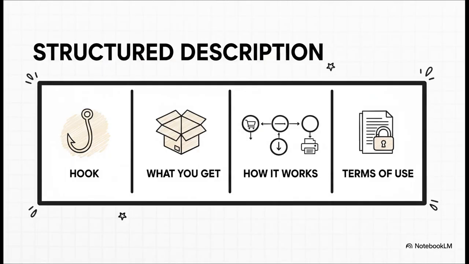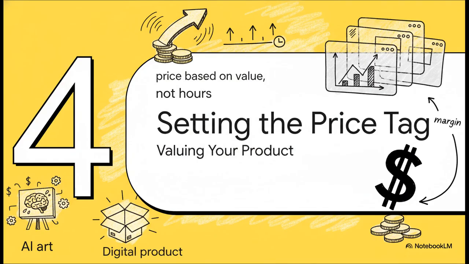The description needs to be just as strategic. You start with a little emotional hook, unleash your creativity. Then, right away, you tell them exactly what they get. Make the process sound ridiculously simple. Purchase, download, print. And finally, you state the terms. This whole structure is designed to answer every question they might have, building that trust and making it a no-brainer to buy.